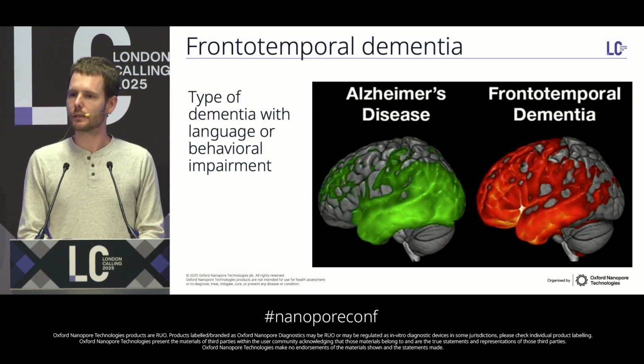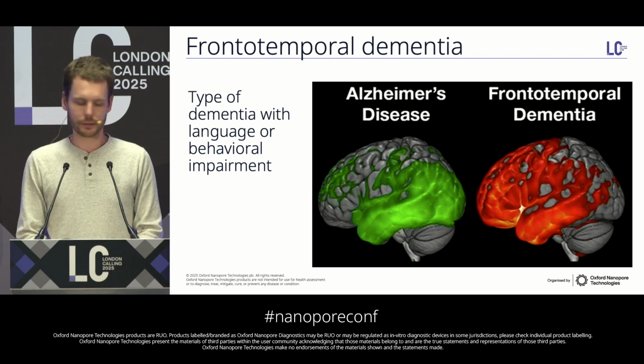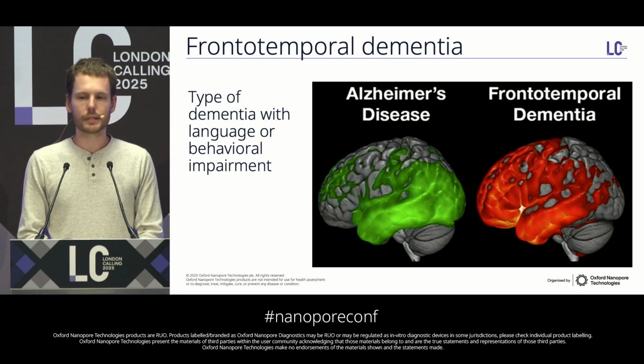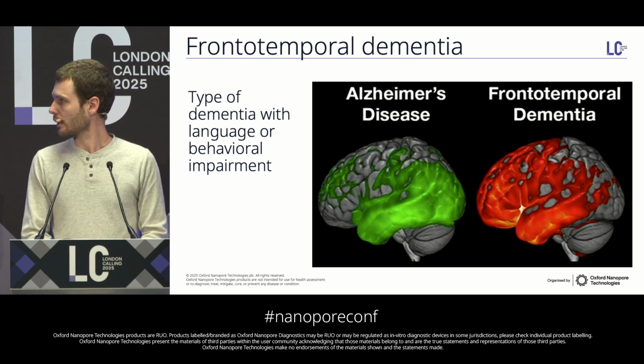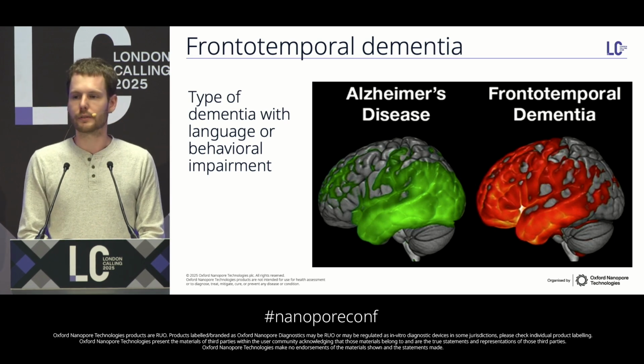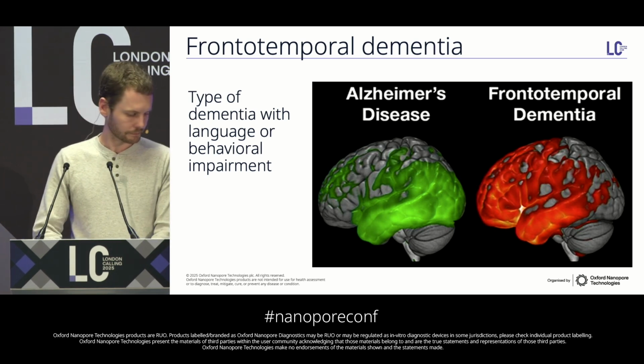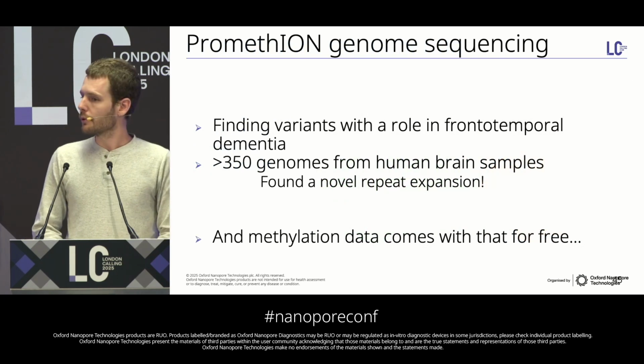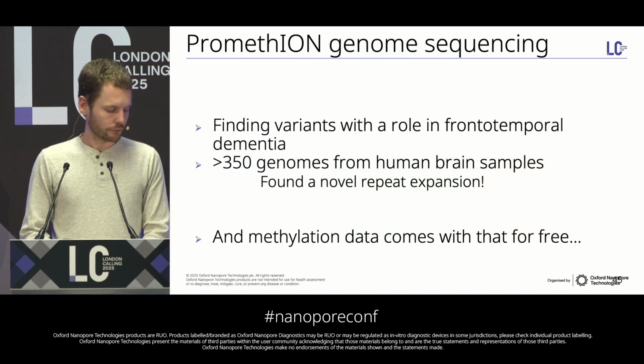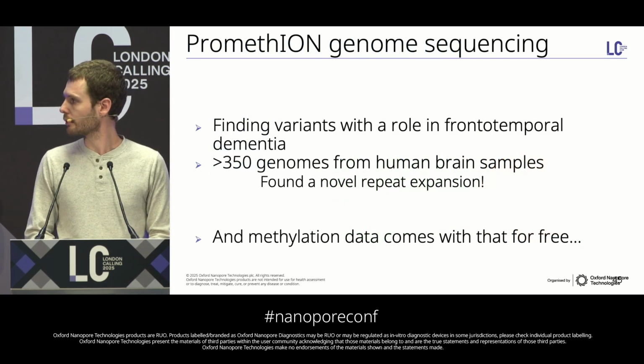Just to briefly give some context to why we're doing what we're doing. We're working on frontotemporal dementia. It's a neurodegenerative brain disease characterized by language or behavioral issues. And unlike Alzheimer's disease, it affects a different area of the brain. But other than that, it's characterized by neuronal degeneration and progressive dementia. And for that, we use long-read genome sequencing to find variants with a potential role in frontotemporal dementia.